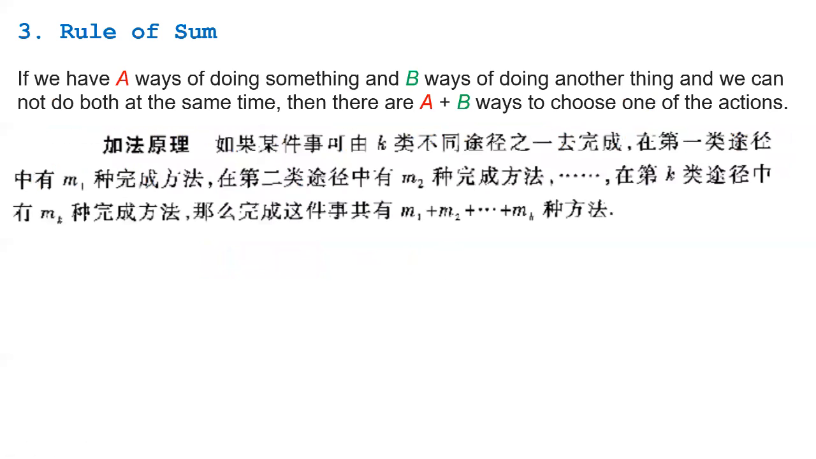No? Okay, let's see the next one. Okay, next concept is called rule of thumb. If we have A ways of doing something and B ways of doing another thing, and we cannot do both at the same time, then there are A plus B ways to choose one of the actions. Okay, again, I'll explain this in Chinese.